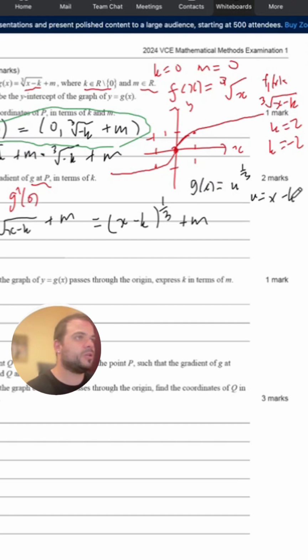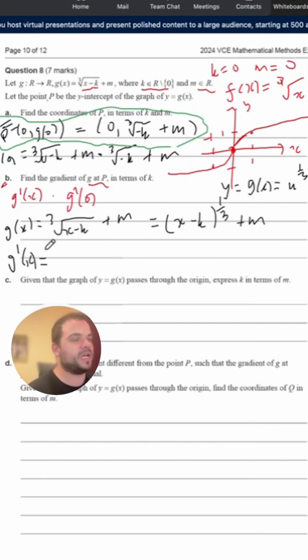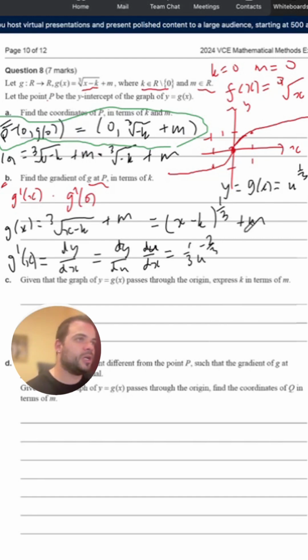And then you can just call this y, the function output. And then the chain rule tells us that g dash of x is dy dx, which is dy du times du dx. The derivative of u to the power of 1/3 with respect to u is 1/3 u to the negative 2/3. And then the derivative of u with respect to x is just 1.